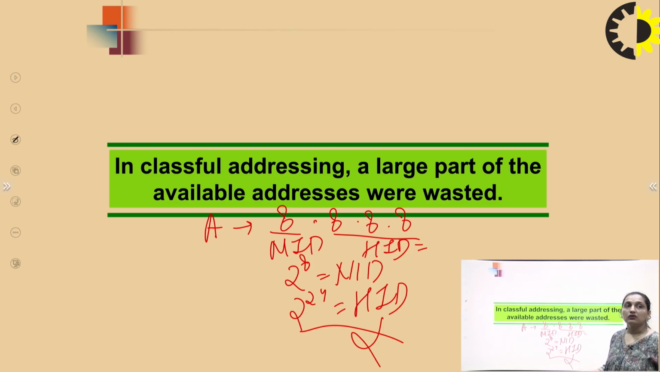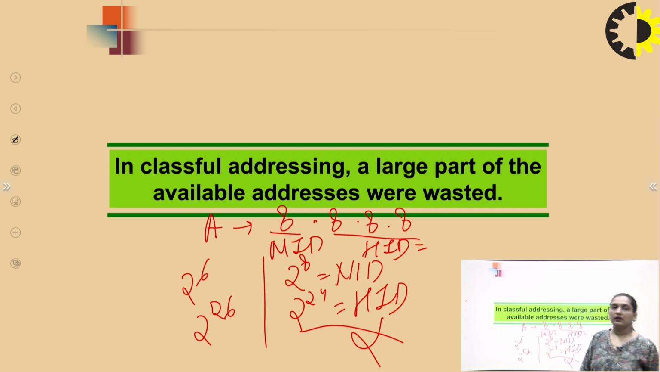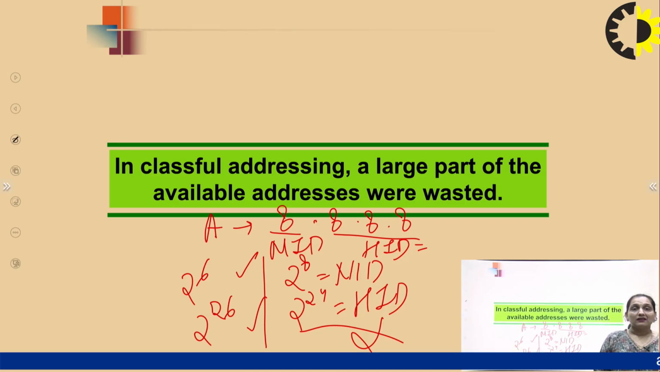For example, a company demands that the network has to be decreased, that is, the company demands 2 raised to power 6 networks and 2 raised to power 26 hosts. So how can we do it? How can we make this network less and this larger? In classful addressing we are not having that, and classful addressing is a complete wastage of addresses.